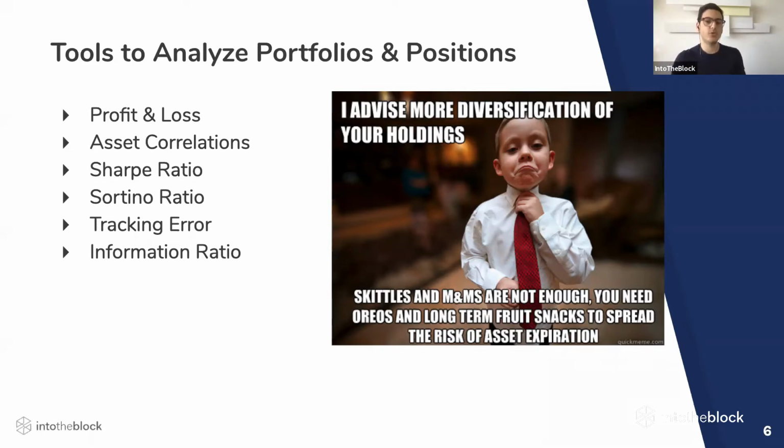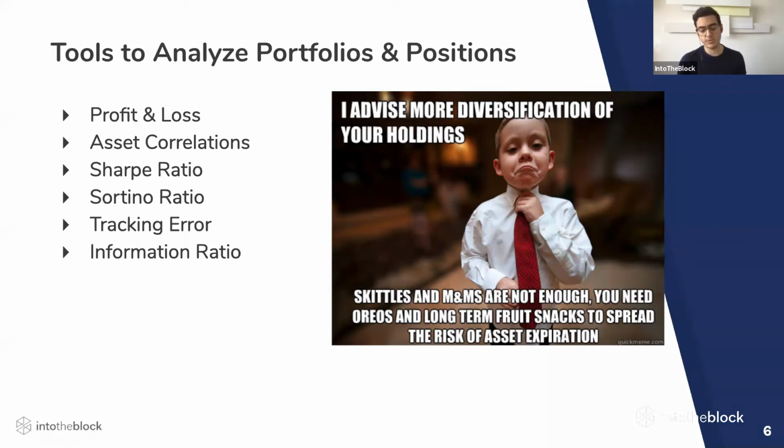So what about tools? What can you use to analyze your portfolio and positions, at least in traditional finance? Of course, there's profit and loss. We're all familiar with that, as with correlation, as I've been talking about. Sharpe ratio essentially compares your return minus the risk-free return, which is usually US treasuries, at least if you're in the US and in those capital markets, over the volatility.